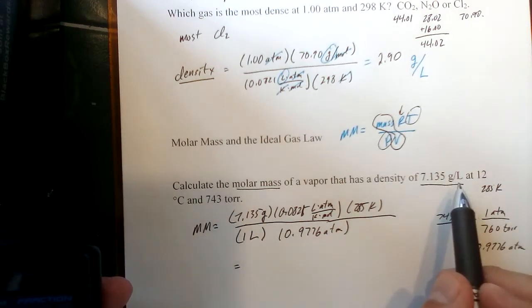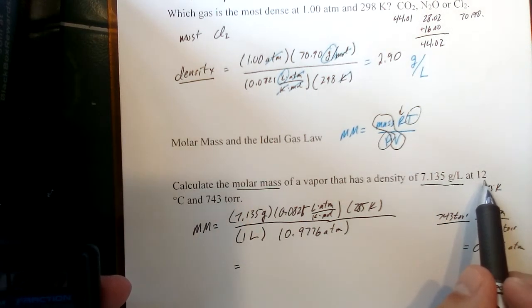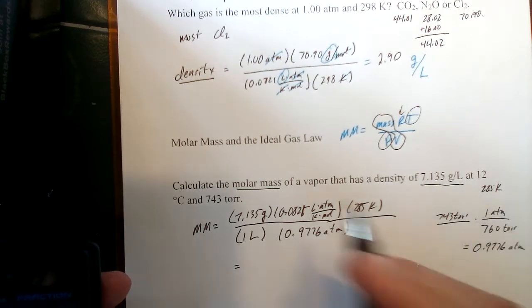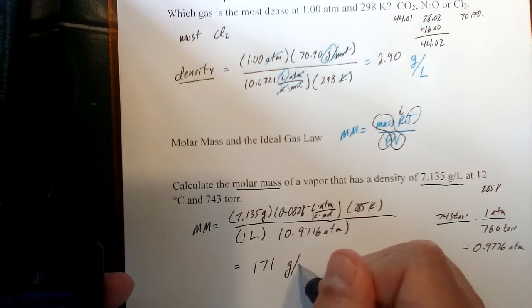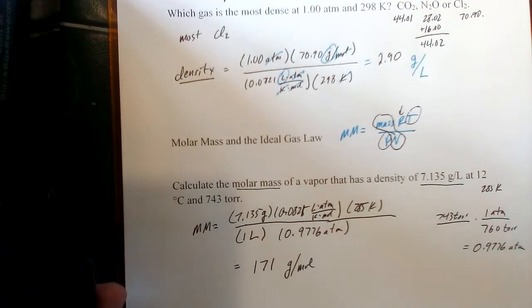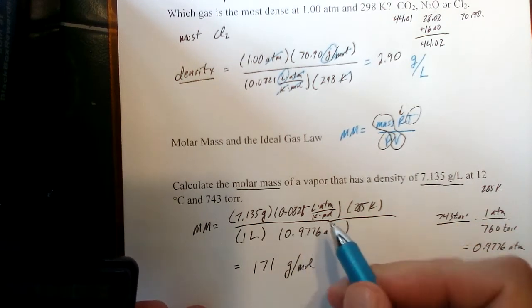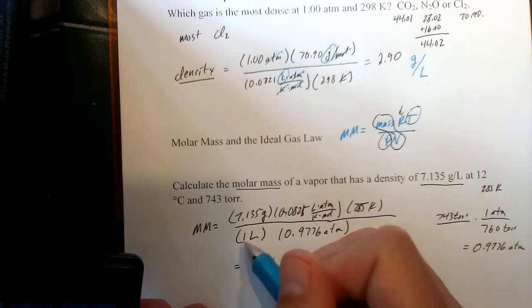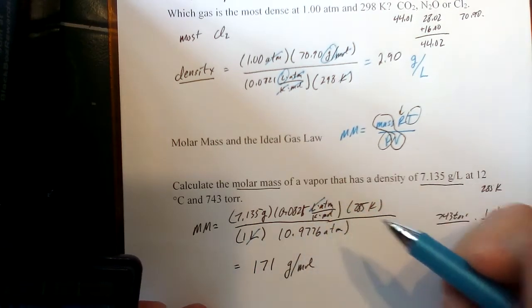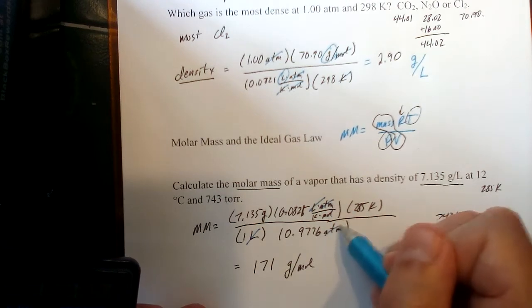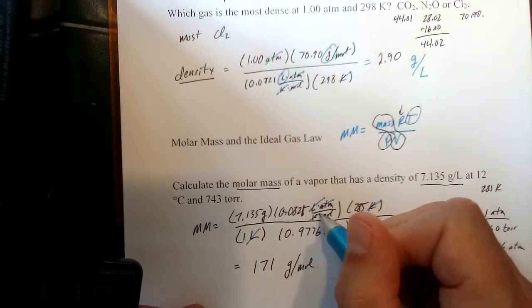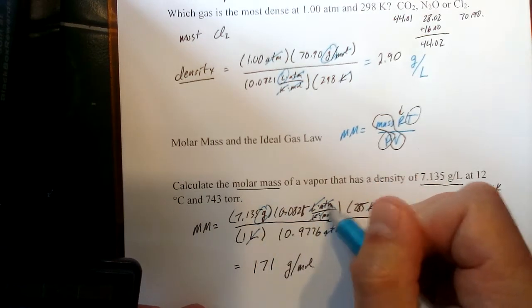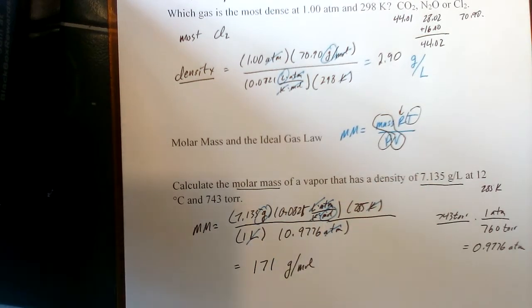Looks like we're 3 sig figs just about everywhere. So 12 is only 2, but when we change that to Kelvin, it did become 3. So let's call that 171 grams per mole. Now, let's verify that we do have grams per mole left over. We've got liters here. It's going to cancel with liters there in R. Atmospheres there is going to cancel with the pressure we divided by. Kelvin there and there cancel. So grams on top, moles on the bottom. Which is exactly what we wanted for that particular problem.